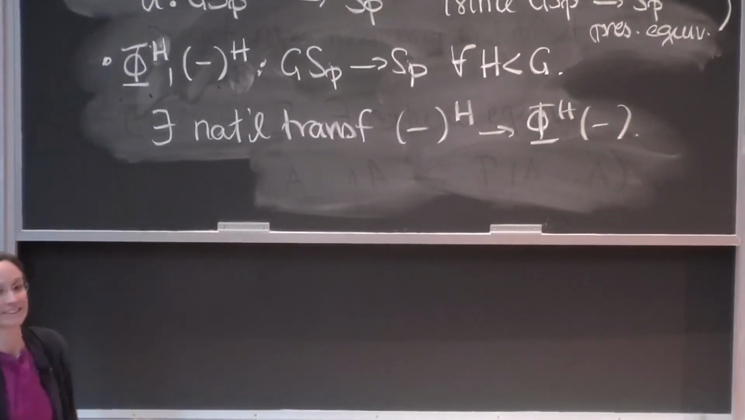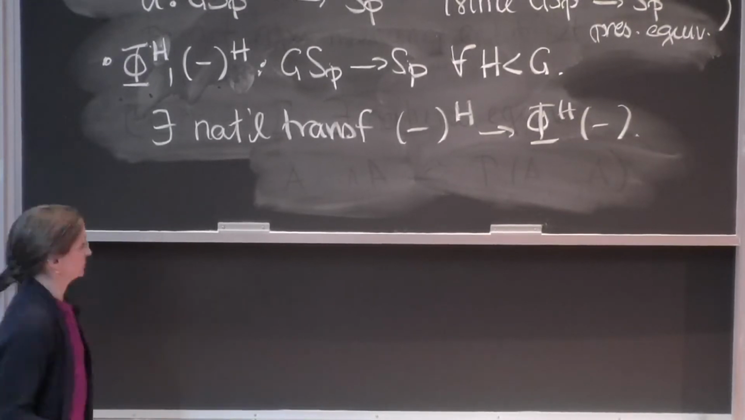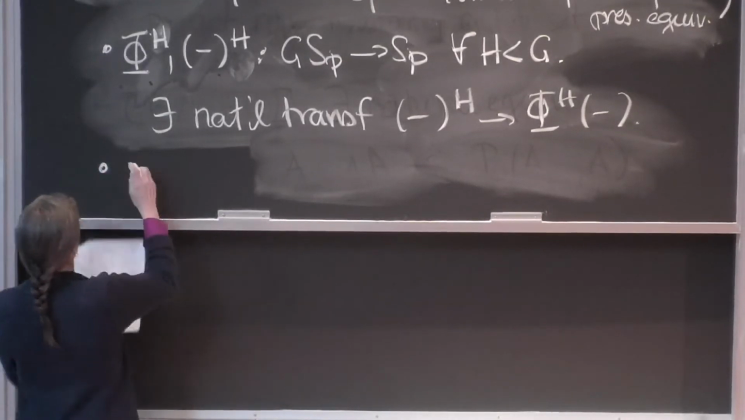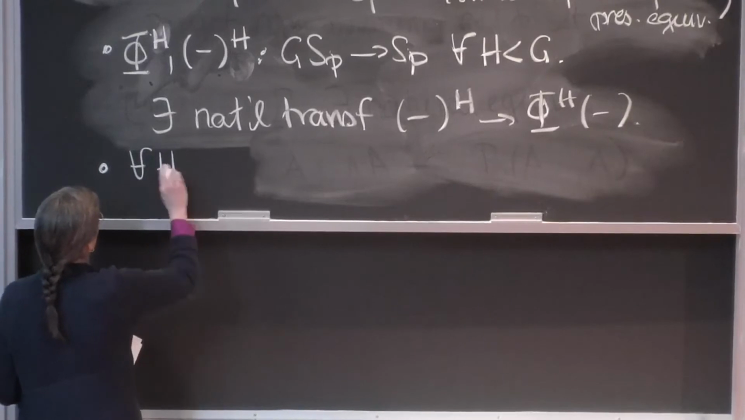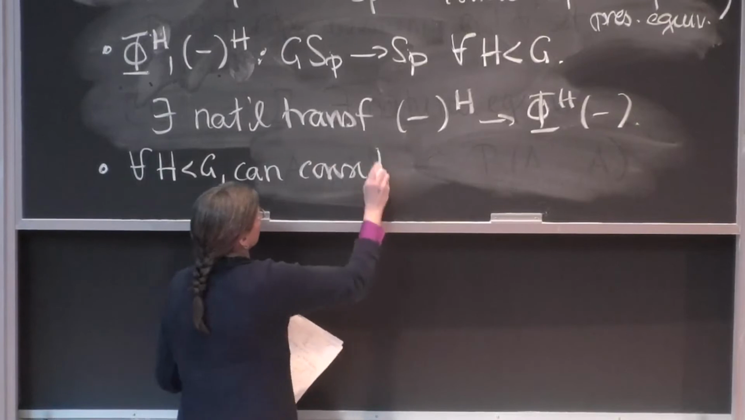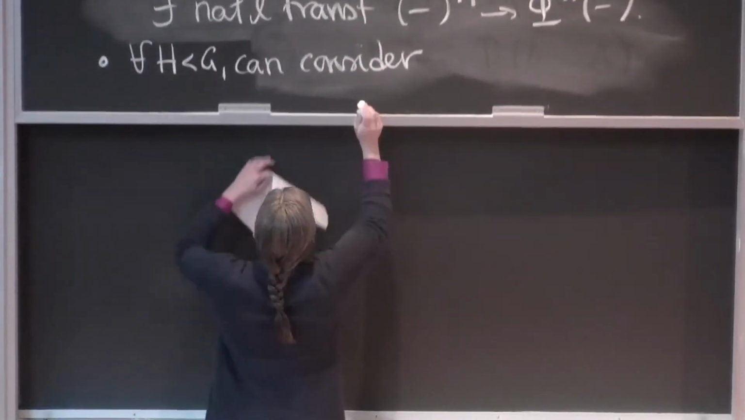Finally, we have yet another kind of fixed points. I knew you felt like there was something lacking in this complexity. So there are other kinds of fixed points. So observe that for every H in G, we can consider the following composite.